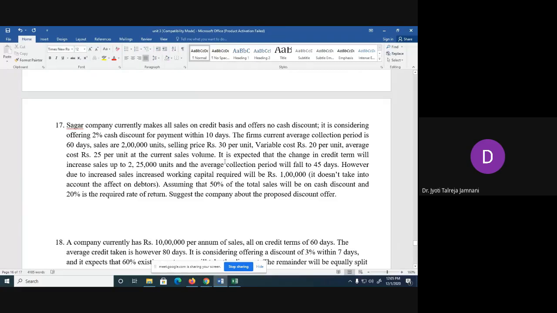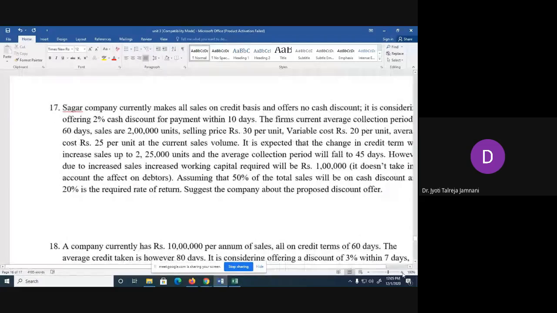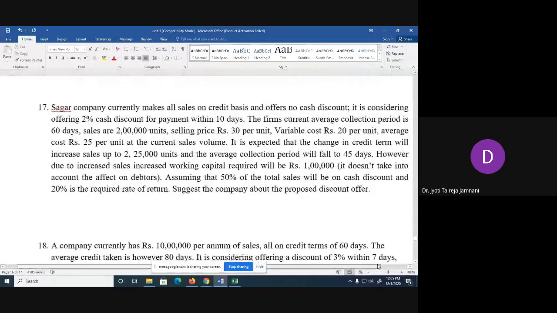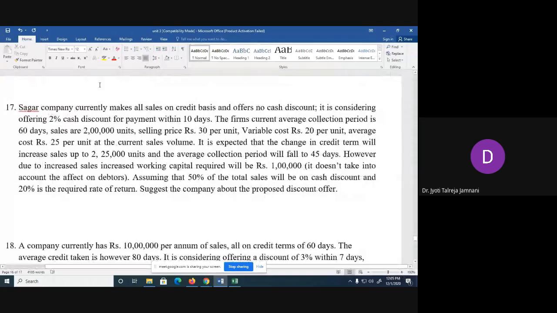So this is the problem on cash discount. Sagar Company currently makes all sales on credit basis and offers no cash discount. It is considering offering 2% cash discount for payment within 10 days. So initially it is offering no discount and it is planning to offer 2% discount within 10 days.